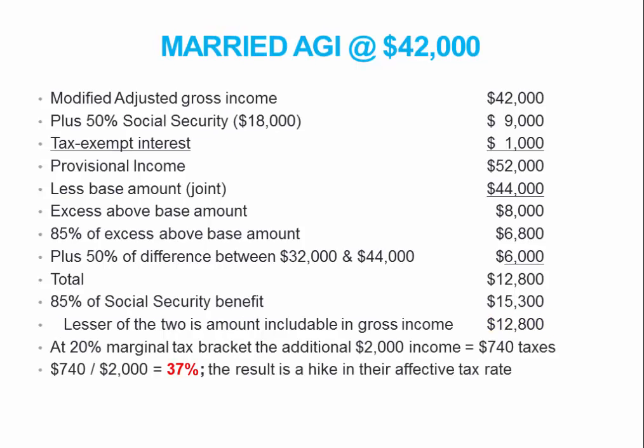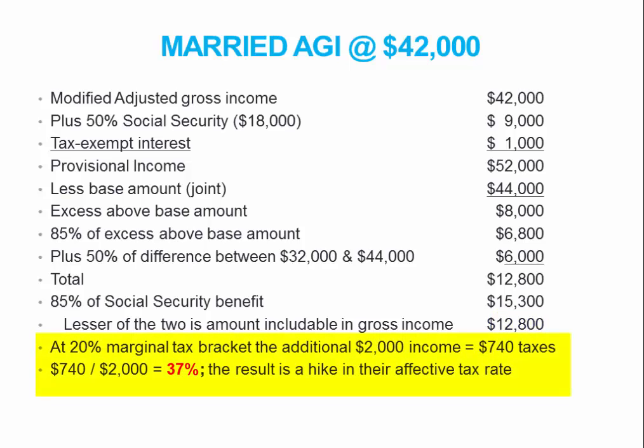Let's just consider if the earnings were $2,000 higher for the year. Now this couple's provisional income is calculated to be $52,000. Subtracting the 85% threshold of $44,000 and calculating the excess at $8,000. 85% of this excess is $6,800. If we add back the 50% difference in the two threshold amounts of $6,000, the total is $12,800. 85% of total Social Security is still $15,300, which is higher. So an additional $12,800 is included in taxable income for the year because it's the lesser amount.